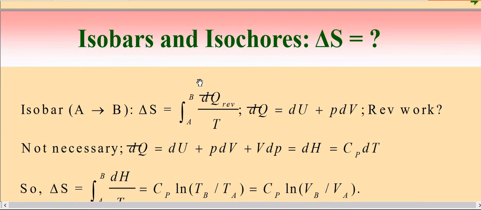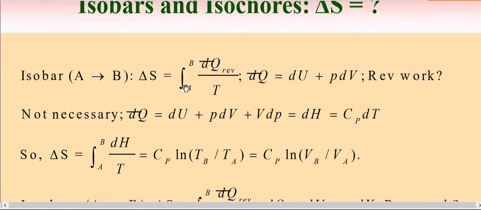The good point about these two, isobars and isochores, is that for isobar, you can still calculate delta S very easily, dQ reversible by T, but dQ is dU plus PdV. But this dQ reversible is not necessary, because here dQ is dU plus PdV, but you can add a VdP term because it is isobar, so pressure does not change. Whenever you add this term, it becomes dH. So you see that the integral from A to B of dQ reversible, you put dH. So dH by T is basically Cp ln T2 by T1. For temperature, you can place the volume, because it is isobar, so volume and temperature are proportional. So that's how you can avoid the equivalent reversible path idea in entropy calculations for isobaric processes.